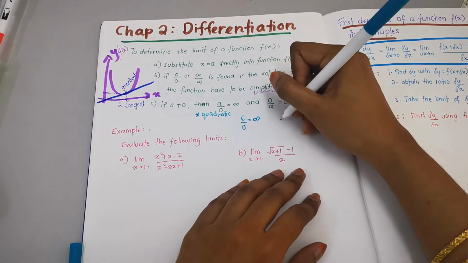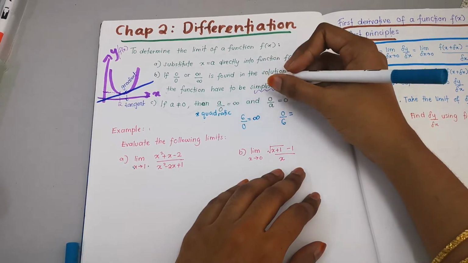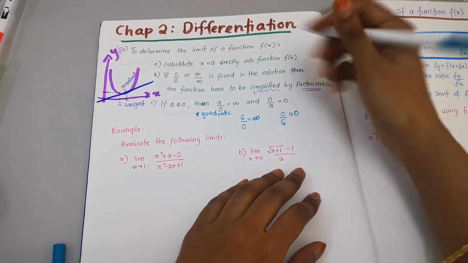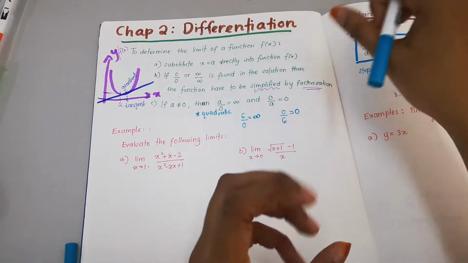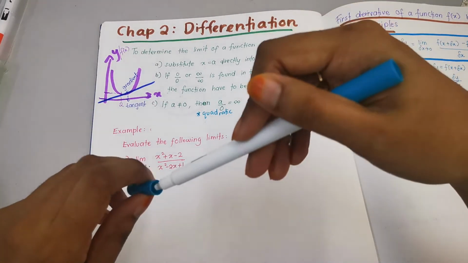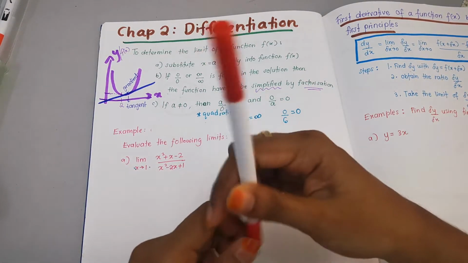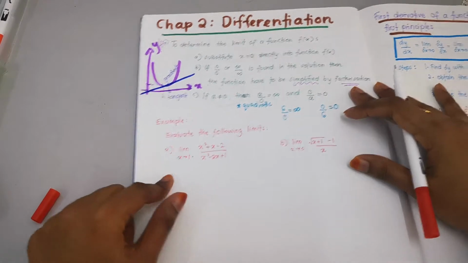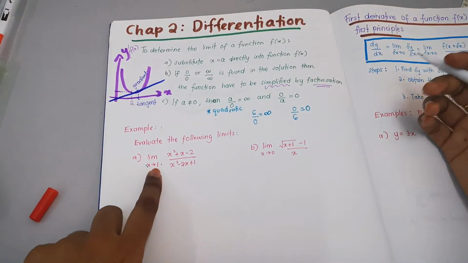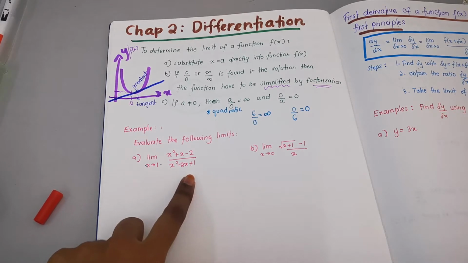But if let's say you get 0 over a, let's say 0 over 6. So 0 divided by 6 is 0. So this is what you need to know. These are like the tips before you actually are able to answer. Okay, so now let's look at how to evaluate. Let's look at example 1. Limit of x approaching 1, x square plus x minus 2 over x square minus 2x plus 1.